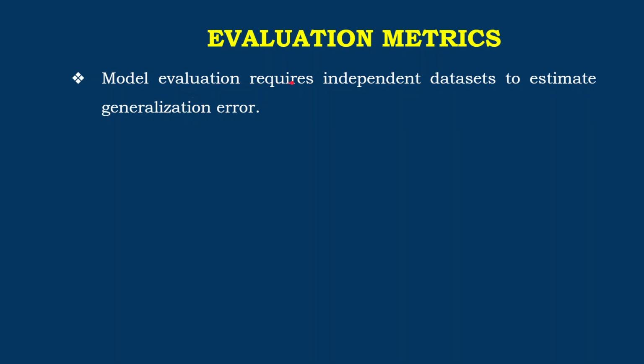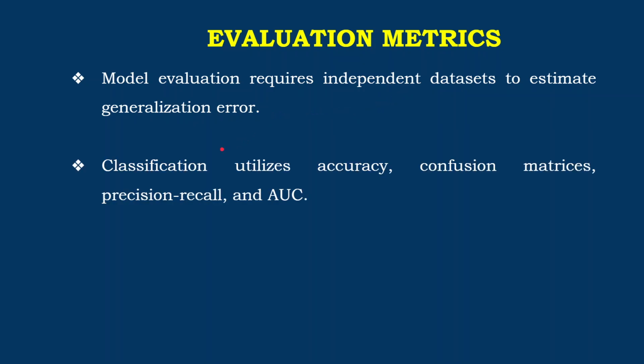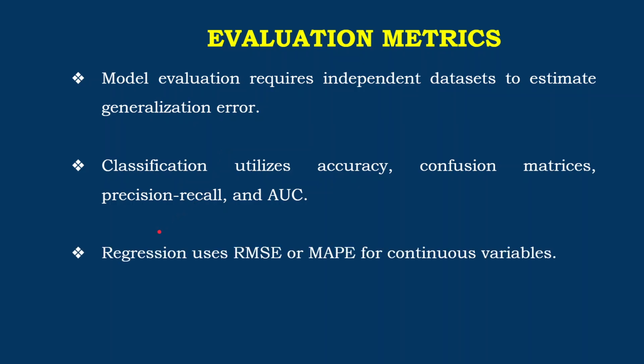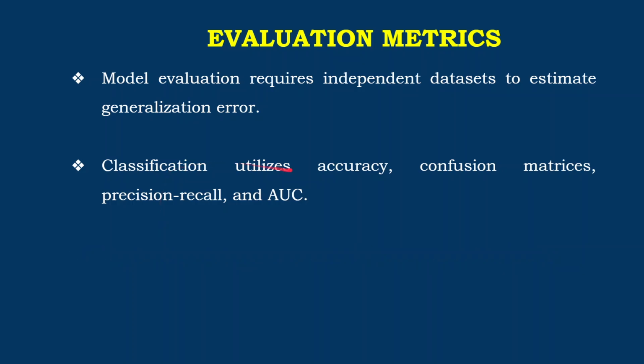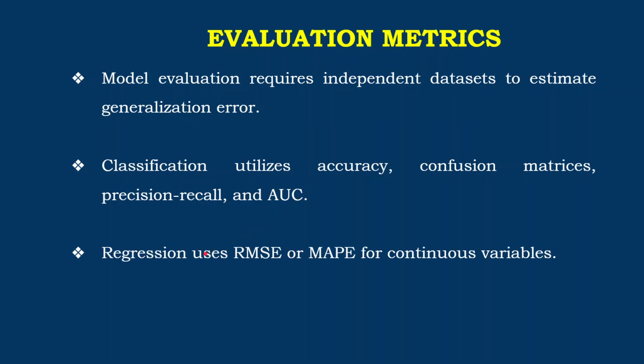Model evaluation requires independent data sets to estimate the generalization error. We have two types of evaluation method, classification and regression. In classification we have methods called accuracy, confusion matrices, precision, recall, and AUC, area under the curve. And regression helps for continuous variables. There we are using RMSE and MAPE for the continuous variables.